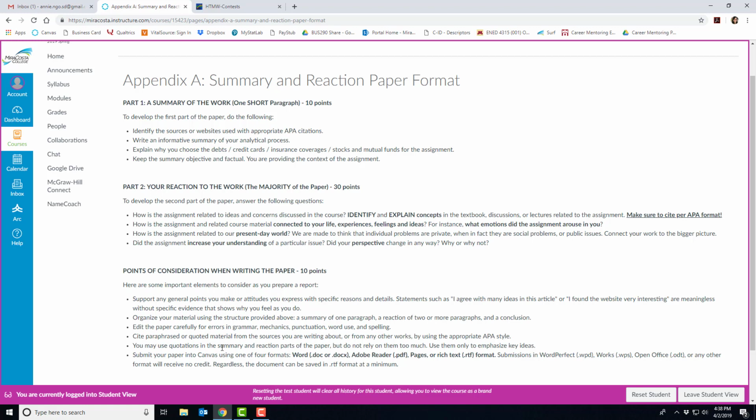Again, don't use quotations too much. If the majority of your paper is just quotes from the book, that doesn't let me know that you understand the material. It just lets me know you know how to copy paste the right material. So, again, be careful of that.